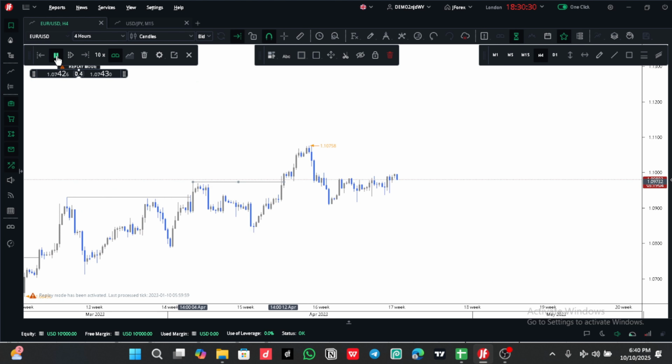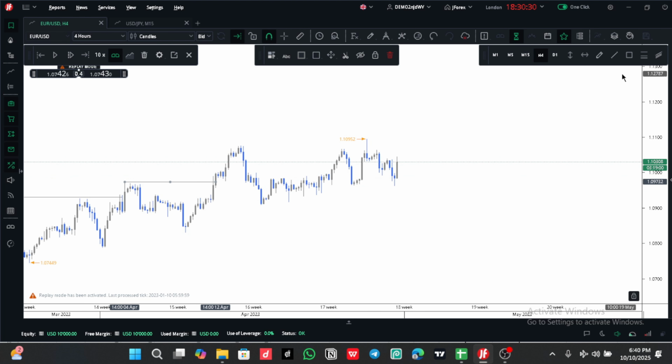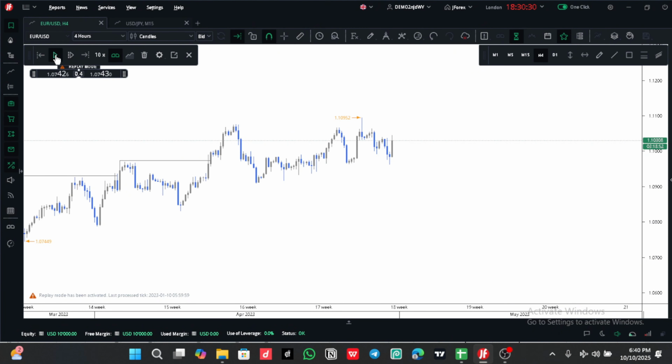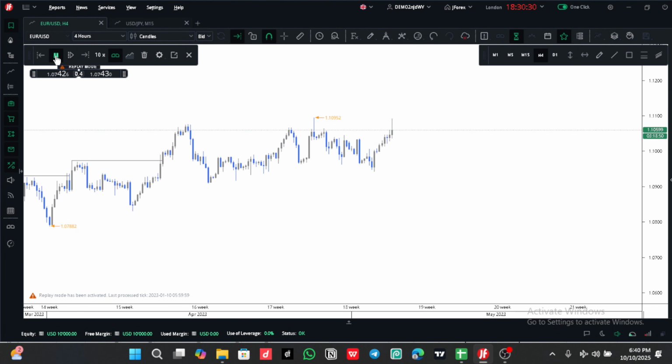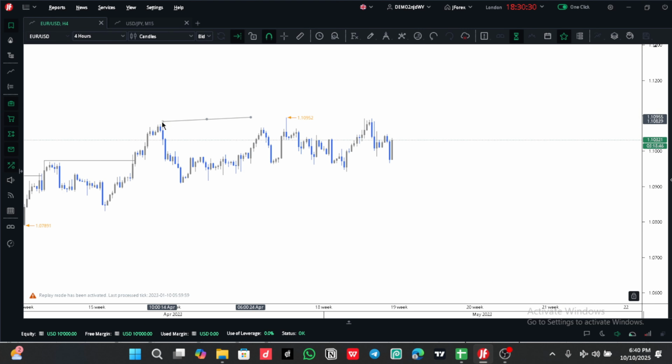Let's see. This is a sweep of liquidity. It did not break with the body candle. You can see it. It did not break with the body candle, so I'm not drawing that as a break of structure yet.